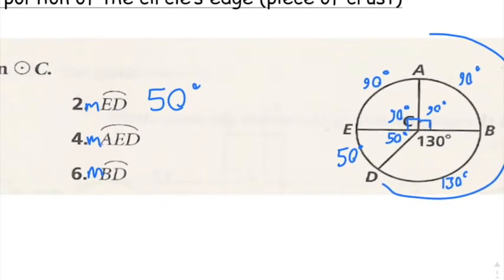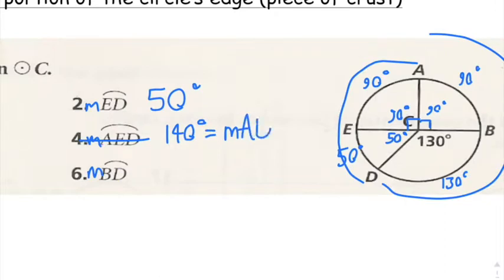AED, now this actually isn't written in the correct format. Most of you guys would have put 140 degrees, but technically that's a minor arc. So typically those are written like this right here. It should have been just a measure of A and then to D, like that. So that's a typo on our end there.